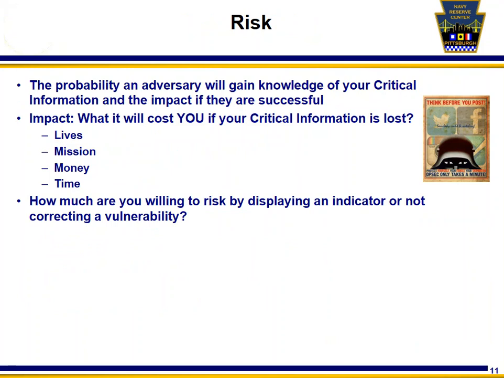Risk: the probability an adversary will gain knowledge of your critical information, and the impact if they are successful. Impact: what will it cost you if your critical information is lost? Lives, missions, money, and time. How can you willingly take that risk by displaying an indicator or not correcting a vulnerability?